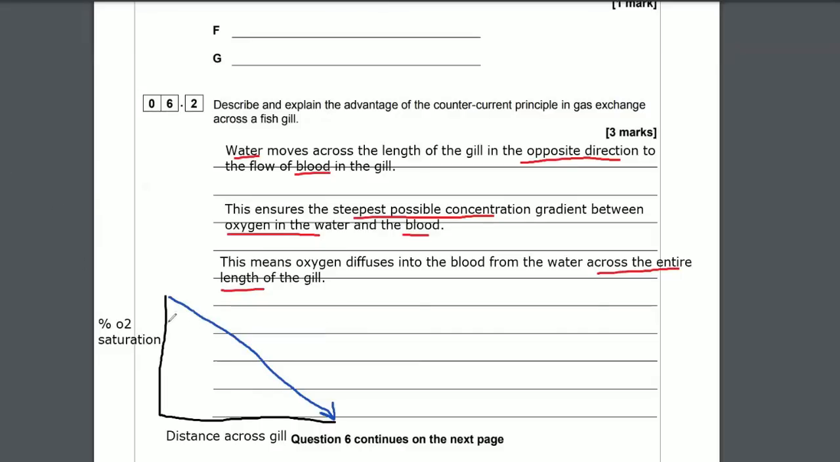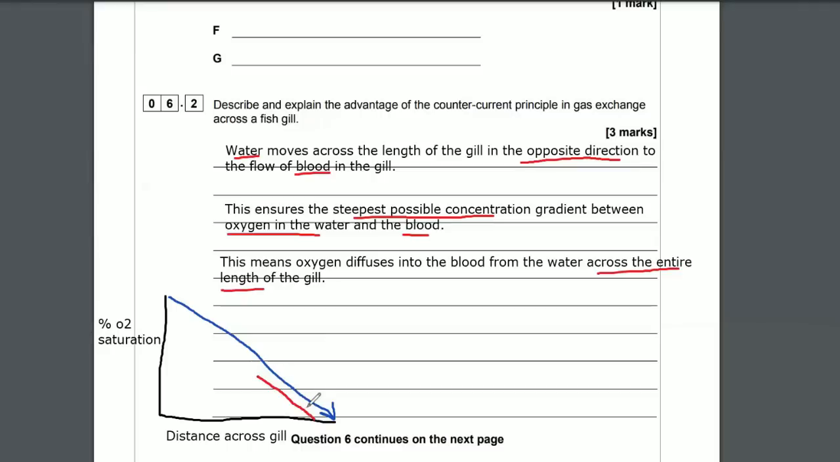This is the best little sketch that you should memorize, and it shows oxygen saturation on the y-axis on the left and distance across the gill on the x-axis. Now we can see that from the start of the gill, when the distance is 0, right over on the left-hand side by the top of the y-axis, the oxygen saturation is at its highest in the water. The blue line here represents water.